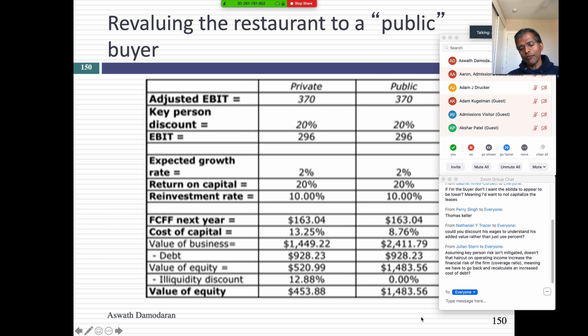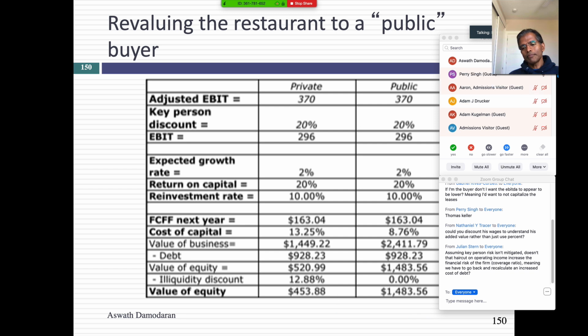The value that I get for the equity is about 1.48 million. In contrast, when I did the private company valuation just for liquidity, I got 454,000. What's the lesson you get out of this if you own a private business? You want to sell it. What's the biggest single thing you can do to increase your sale value?